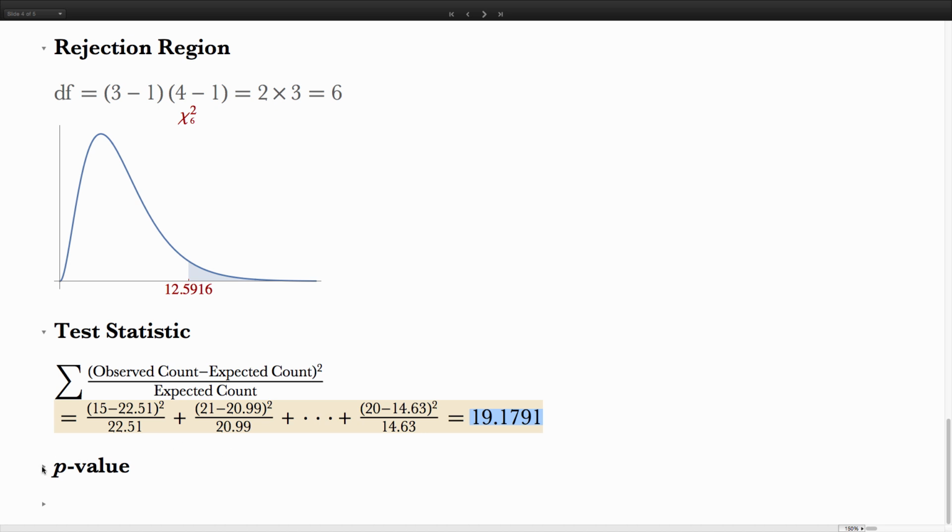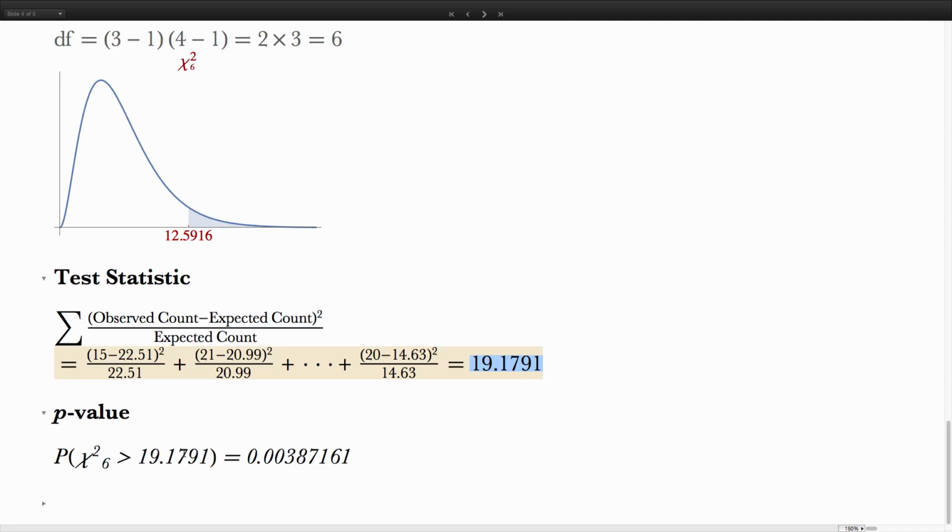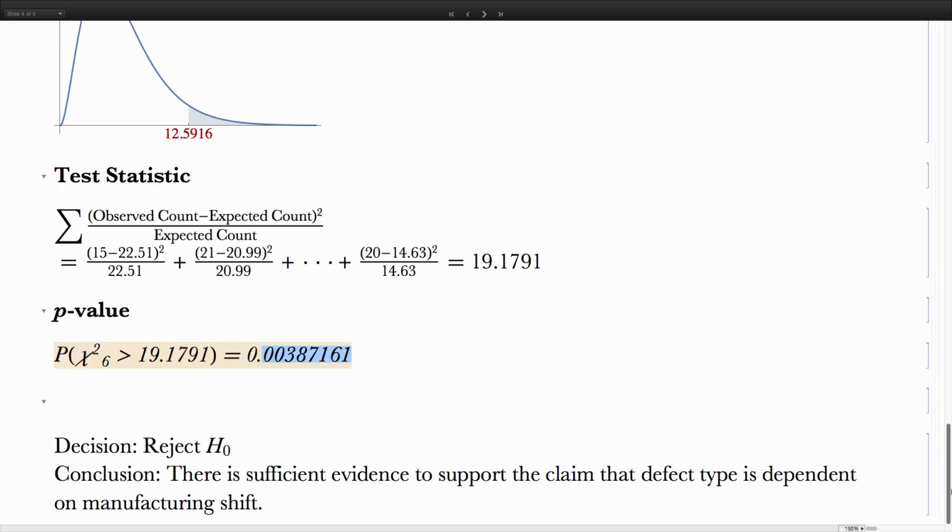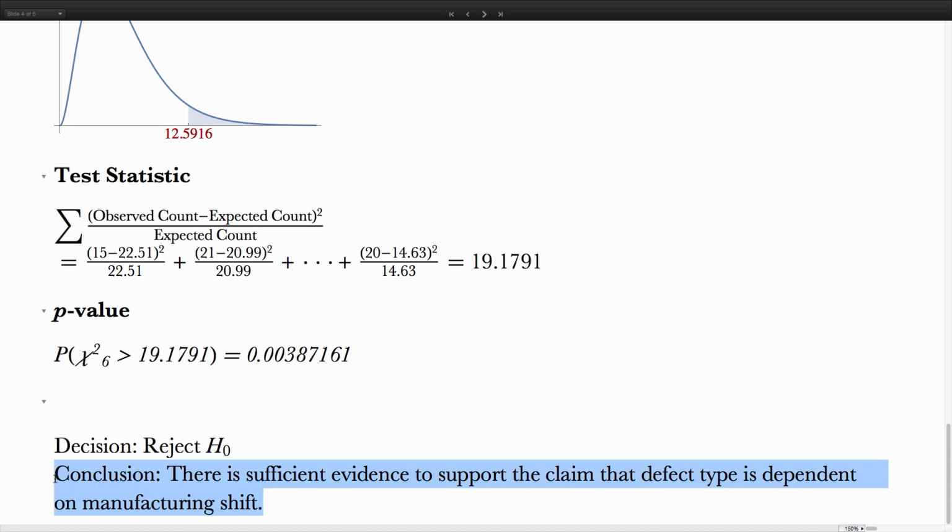Okay, the p-value is calculated the standard way. Okay, chi-square greater than the test statistic, and that comes out to a number that's less than 5%. So that validates our decision to reject the null hypothesis. So our conclusion is that there's sufficient evidence to support the claim that the defect type is dependent on the manufacturing shift. Okay.